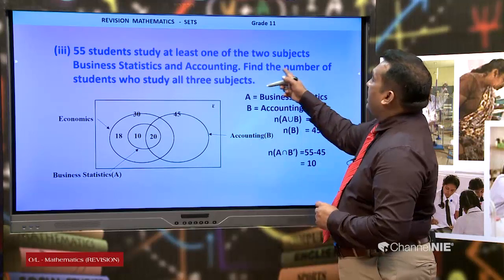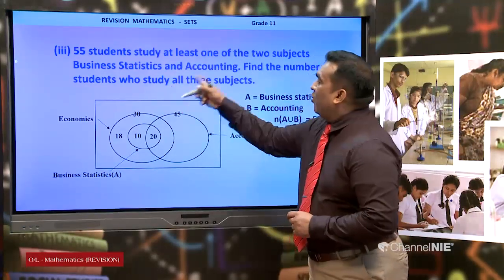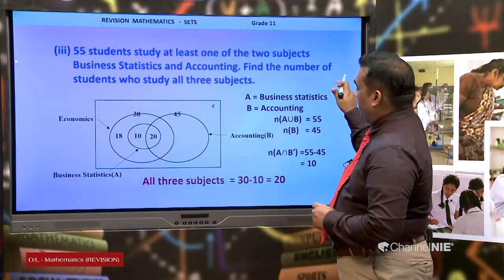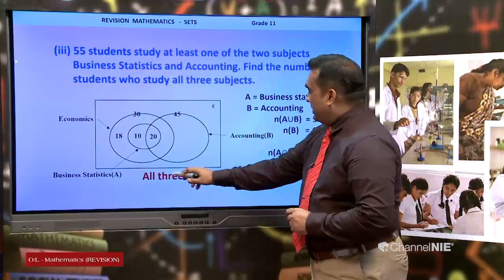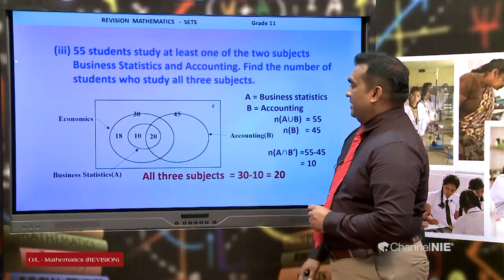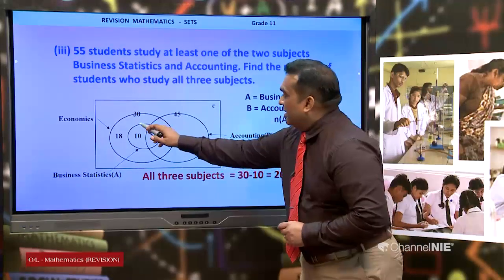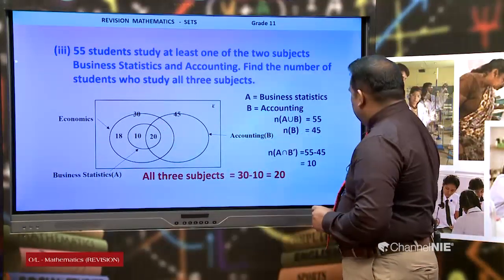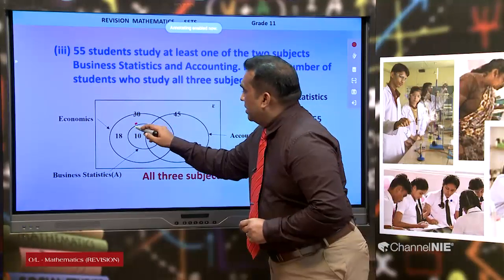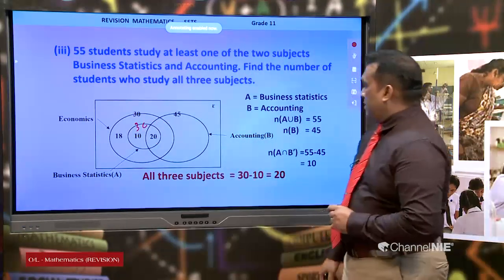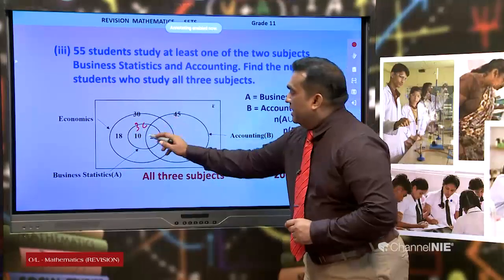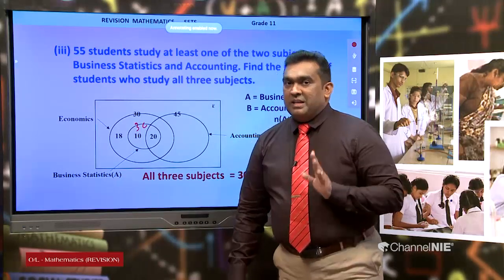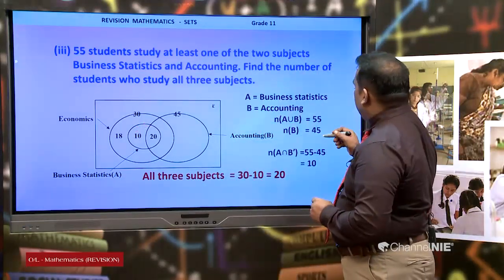They ask, find the number of students who study all three subjects. It means this one. How did you get 20? All three subjects, 30 minus 10. 30 is this one. Sum of these two regions is 30. Right? 30 minus 10 is 20. Can you understand it? Okay. Now, next one.